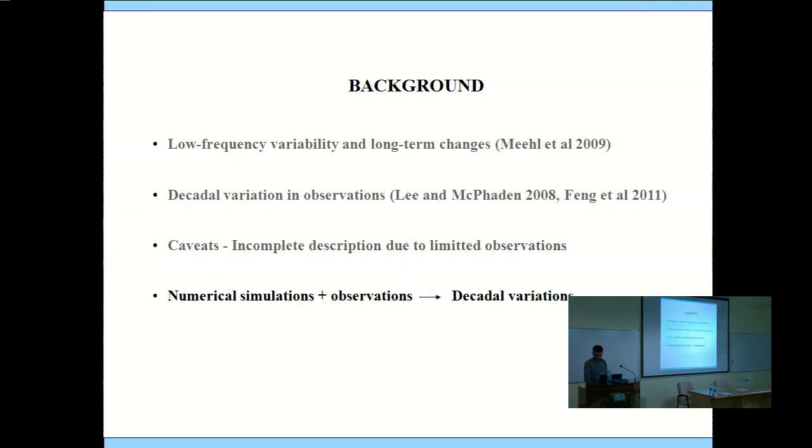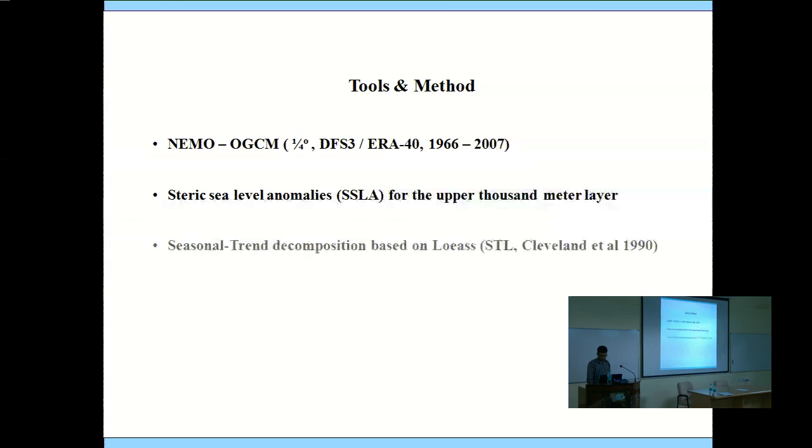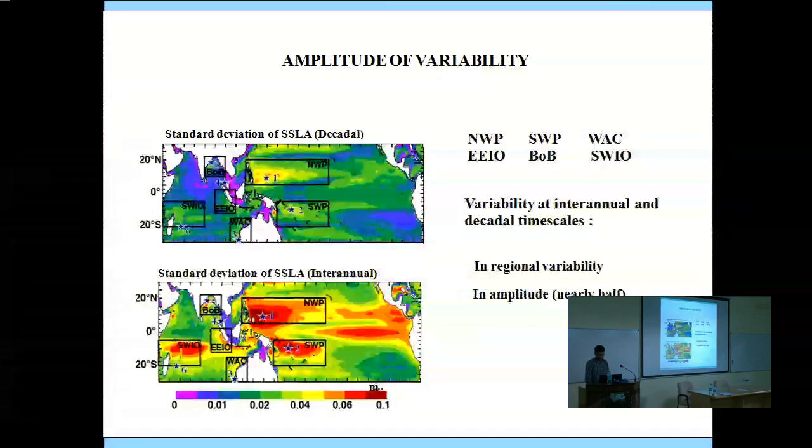So we adopted a numerical model, validated with available observations, to infer the decadal variations. We used a general circulation model, NEMO, forced by ERA-40 wind. We computed the steric sea level anomalies over the upper 1,000 meter layer of the tropical Indo-Pacific Ocean using the equation of state of water. We used a seasonal trend decomposition procedure to filter the data and get the decadal signal, and applied simple statistical analysis on the filtered data.